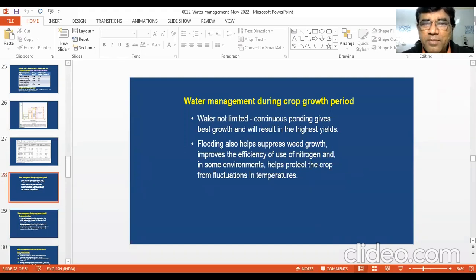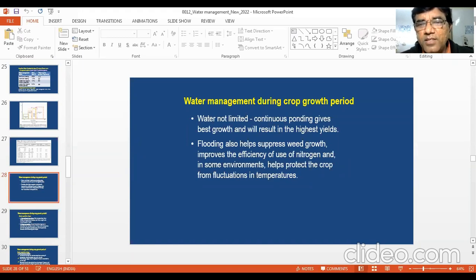You will get a lot of variability in the data and in the results and in the opinion of people, but this is a matter of fact that if water is not limited, continuous ponding will give you highest yield in rice. Flooding also helps suppress weed growth. There are some added advantages of flooding, like it suppresses weed growth and improves the efficiency use of nitrogen, and in some environments help protect the crop from fluctuations in temperature. So this flooding has got several advantages, not just weed control and so on.